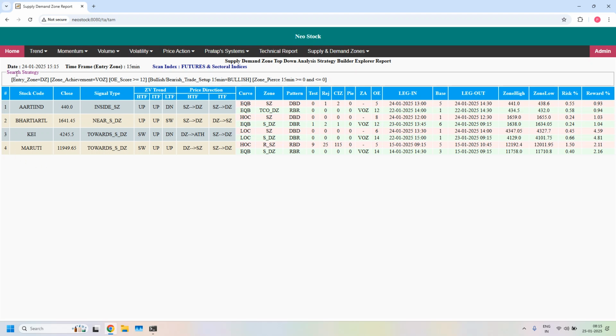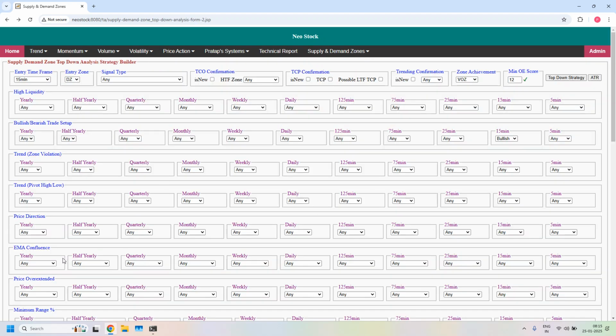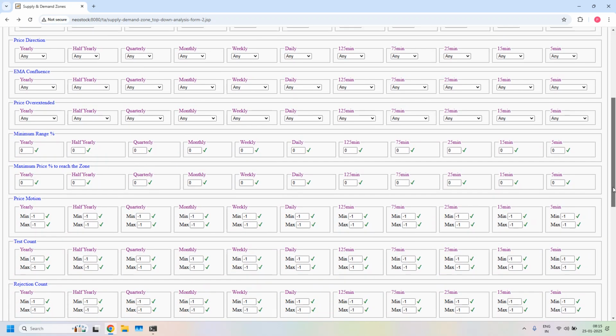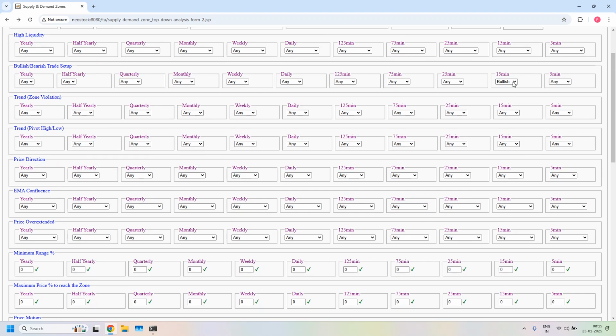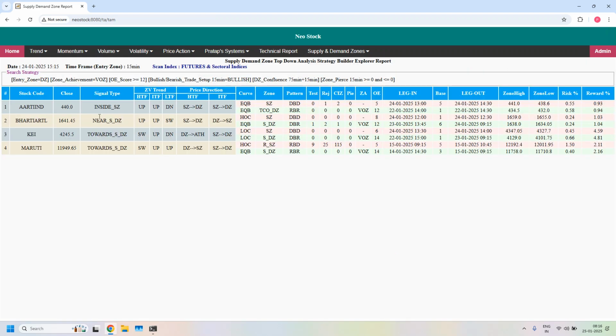Let us look for LTF, ITF zone confluence from this list. That is 15 minutes and 75 minutes demand zone confluence supported stocks out of 4. All 4 are having an ITF confluence. That means 15 minute zones are part of 75. And 75 minutes trend is up, that is ITF trend.